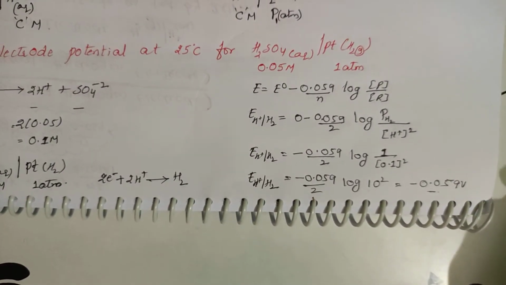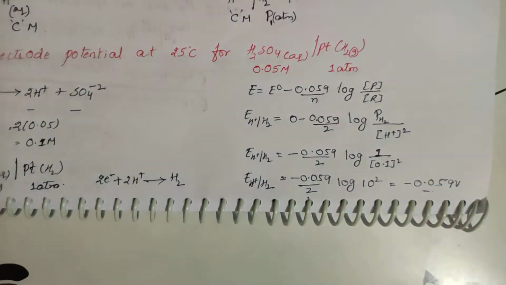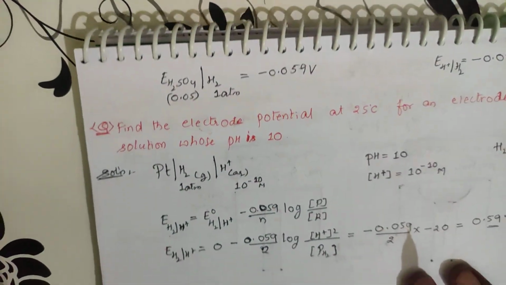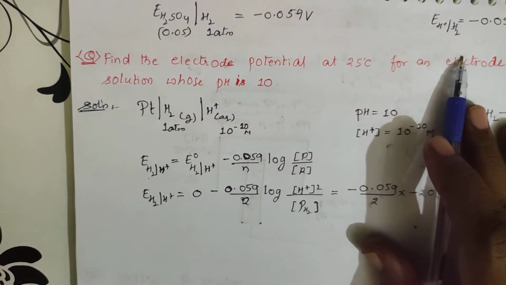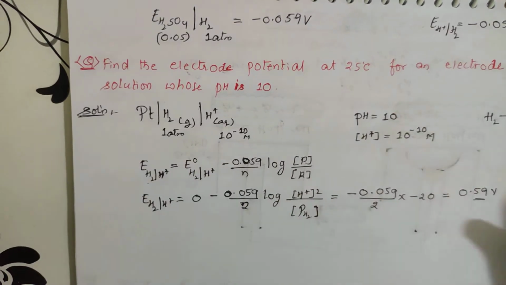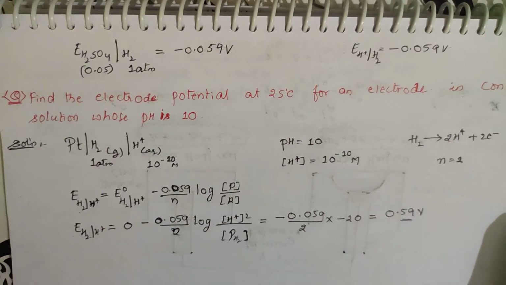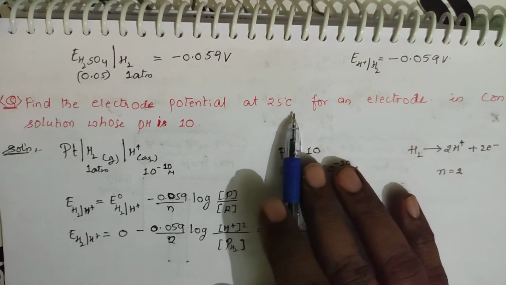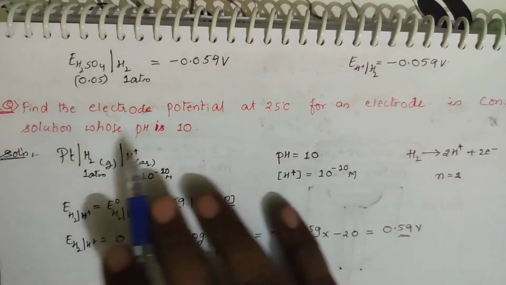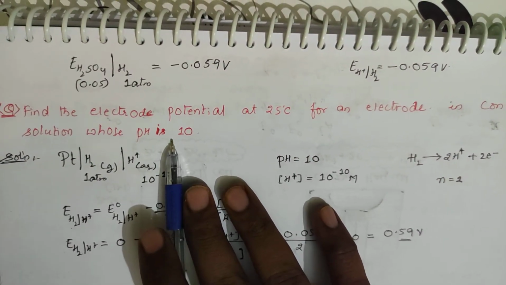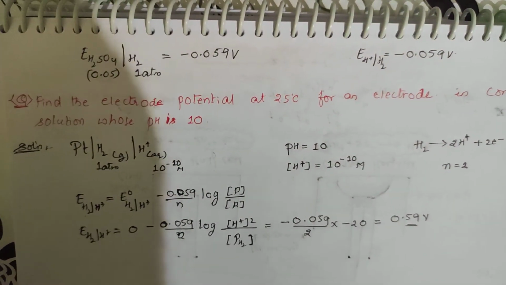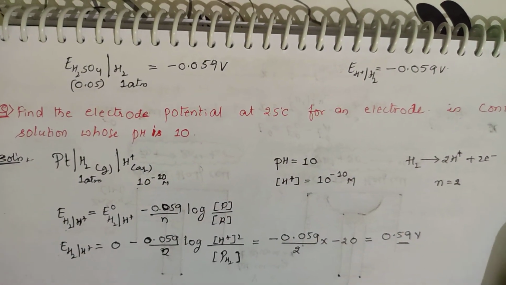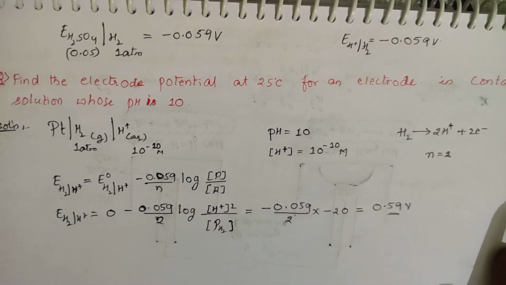This is the way of getting the answer, right? I hope that you have understood this. So you can write in this way or in this way, both are the same thing. Okay, students, take this question. Find the electrode potential at 25 degrees centigrade for an electrode in contact with a solution whose pH is 10. pH is 10, so you can convert it into H plus concentration, right? So pause the video and try to solve the question.